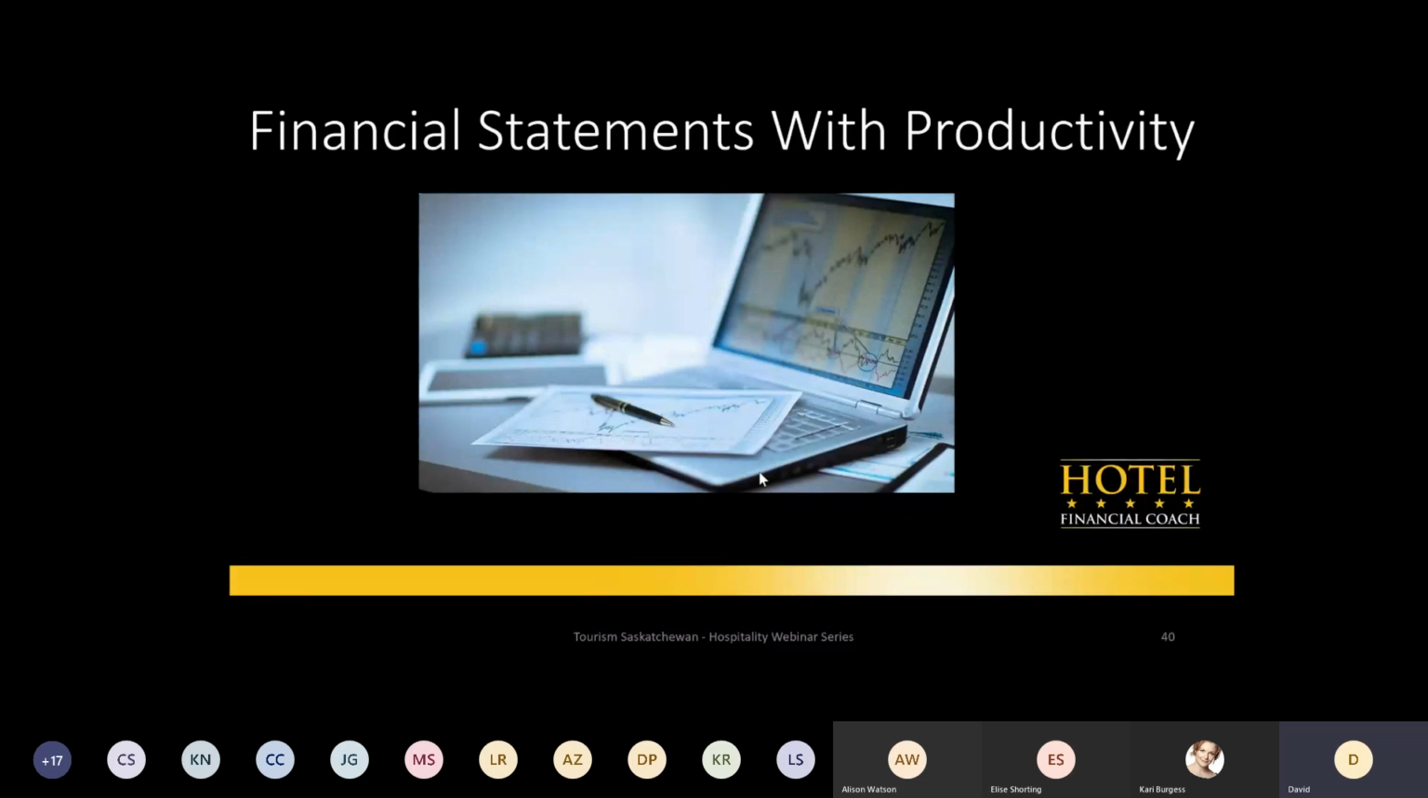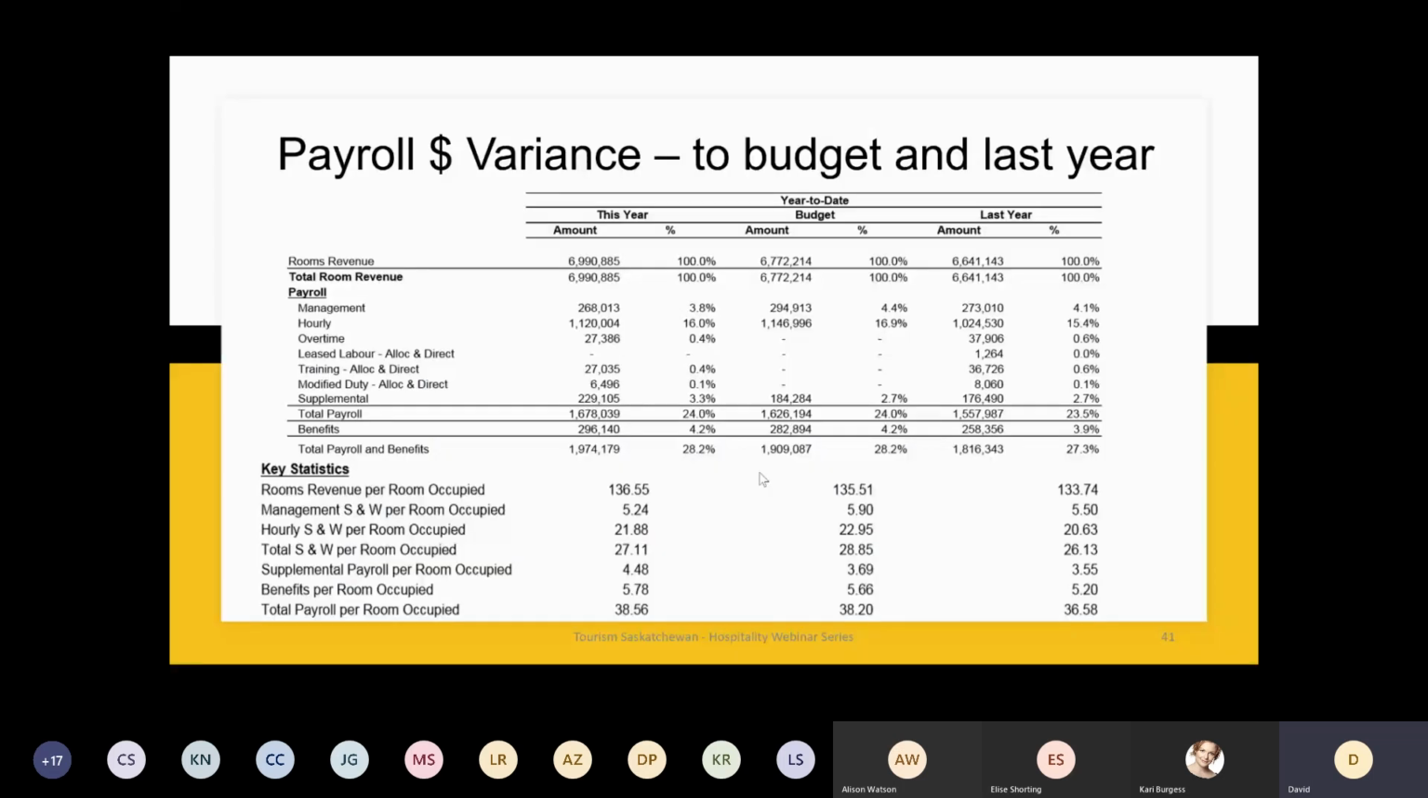All right, financial statements with productivity. We can take this one step further from the scheduling point of view and actually put it into our financial statements, because when we start doing budgeting and forecasting and comparing and all kinds of stuff, if we have these numbers in our financial statements, this is gold. And it's so easy to do because you already have the hours. You just need to put them into the financials. So here's what it would look like.